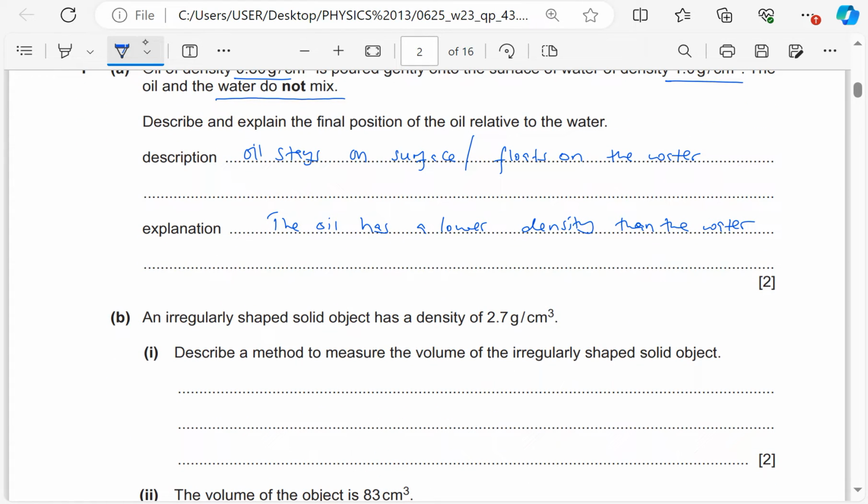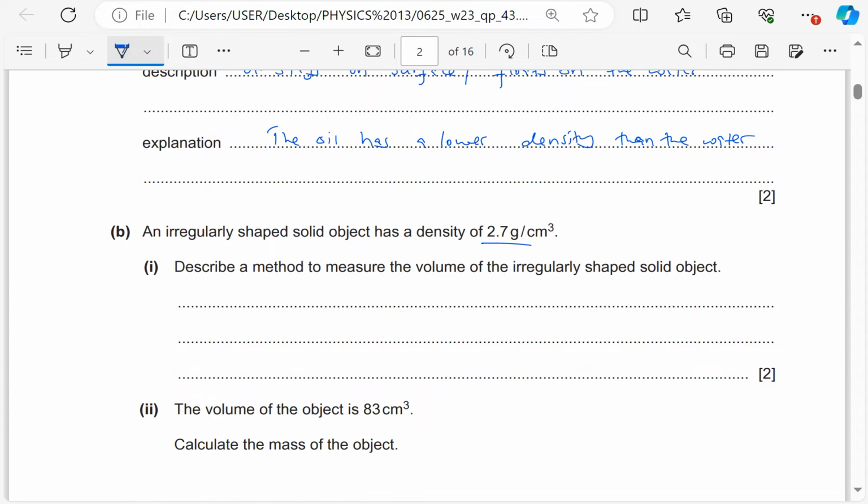An irregularly shaped solid object has a density of 2.7 grams per centimeters cubed. Describe a method to measure the volume of the irregularly shaped solid object. We want to measure the volume of an irregularly shaped object. So there are two simpler methods. I will start with the simpler one, which is the displacement can method, where you just fill a displacement can with water and then immerse the object, then measure the volume of the water which is displaced. I think that is the easiest method.